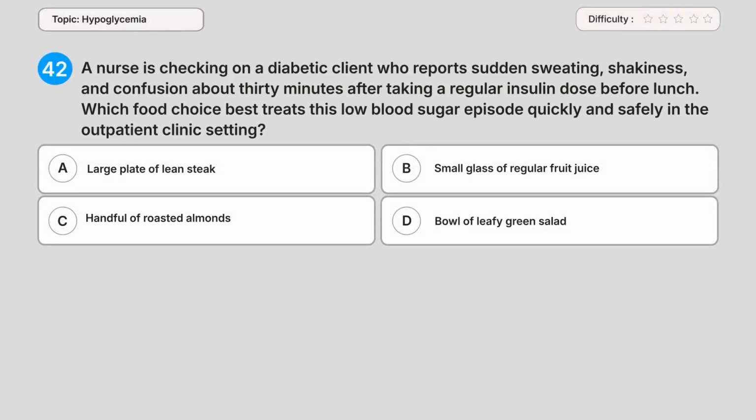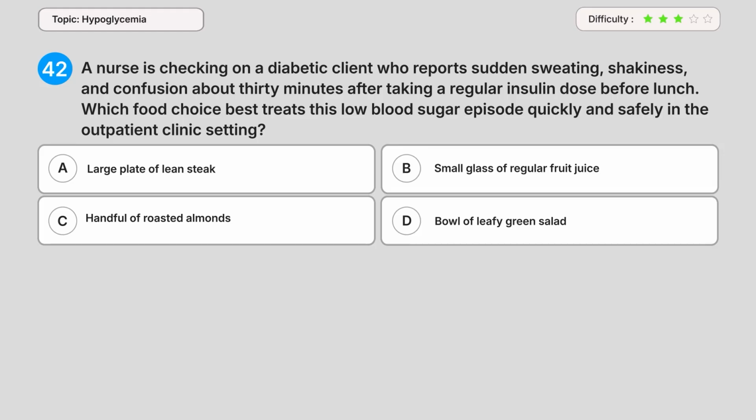42. A nurse is checking on a diabetic client who reports sudden sweating, shakiness, and confusion about 30 minutes after taking a regular insulin dose before lunch. Which food choice best treats this low blood sugar episode quickly and safely in the outpatient clinic setting?